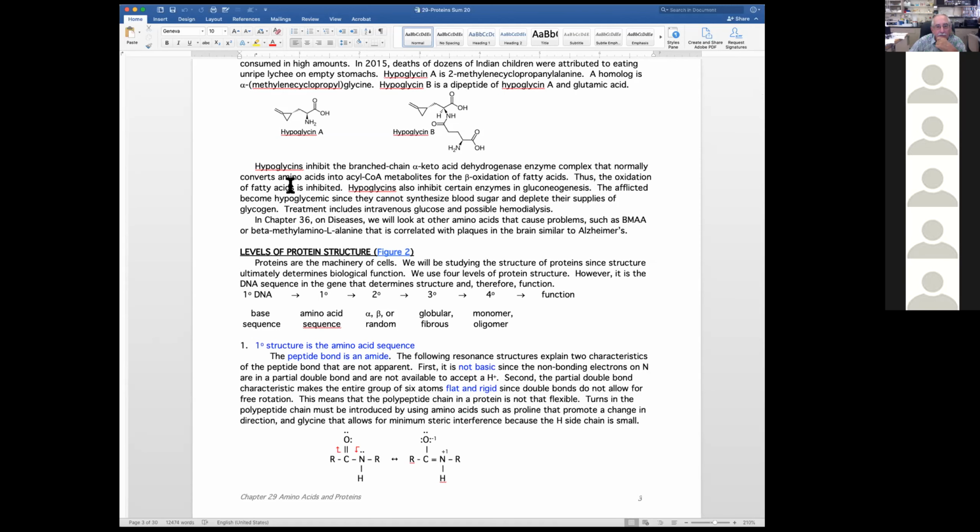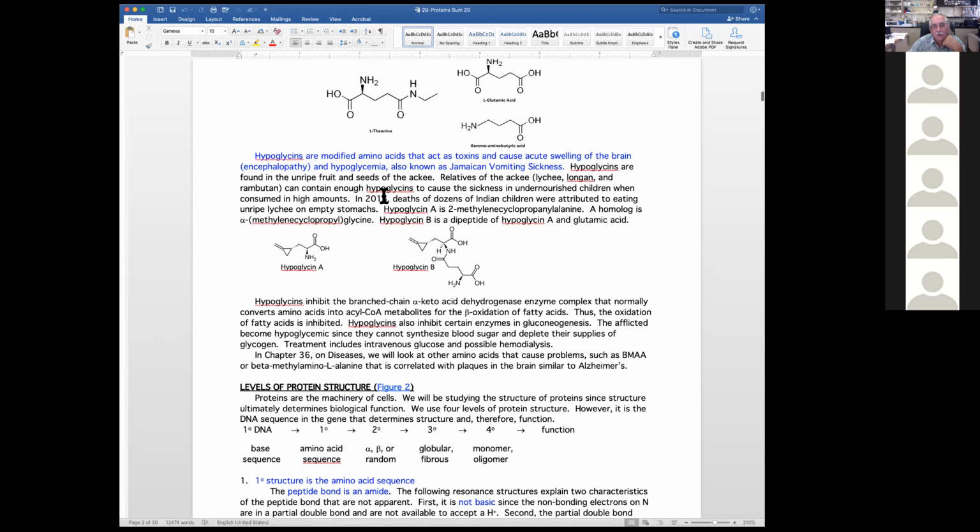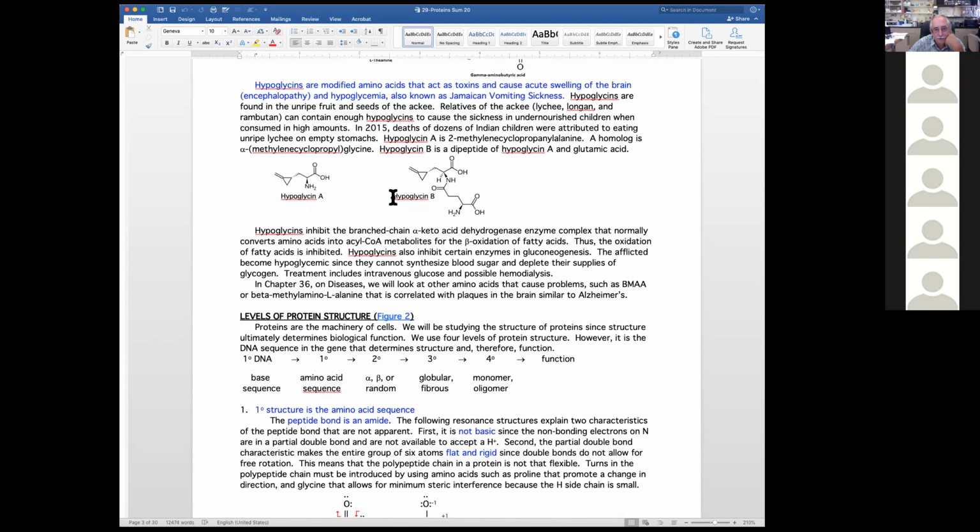Yeah, so they're enzyme inhibitors. Can you imagine why they're enzyme inhibitors? Look at this molecule right here. You have this cyclohexane ring, which has all this ring strain. And then in addition to that, you get a double bond over here. So you can imagine that this is extremely reactive.